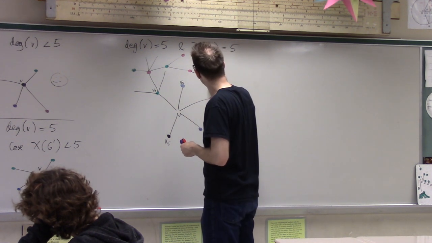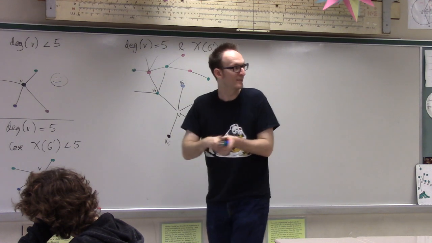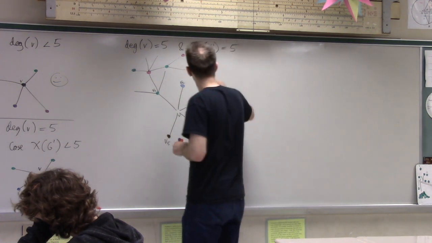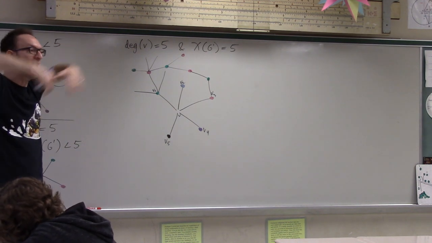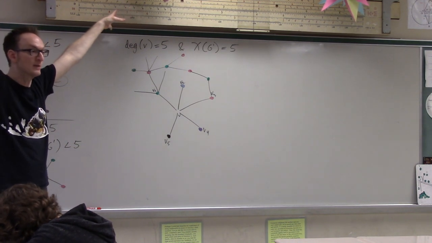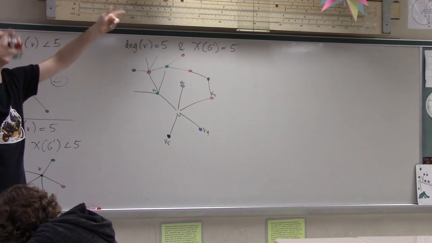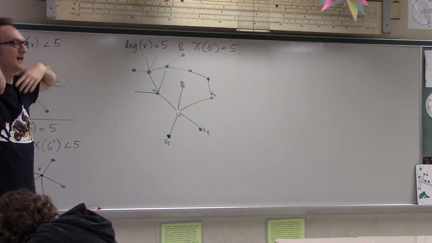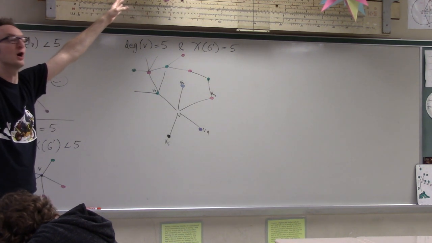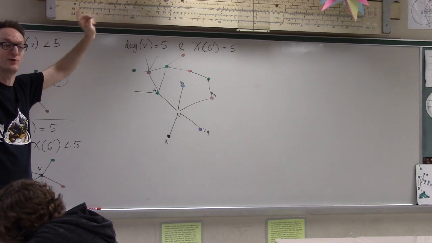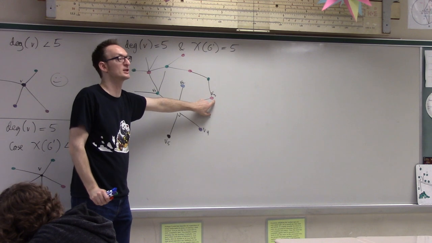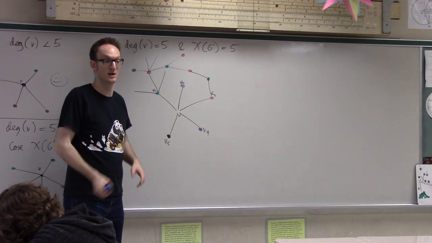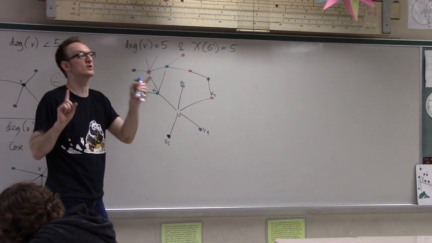That's why I need to go out as far as possible. The two cases are: does following as far out as one can possibly go in all directions, alternating red-green vertices, does that walk eventually include V3 or does it eventually not include V3? Does everyone see how one of those two has to be the case?